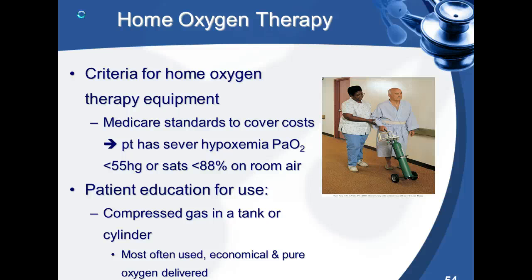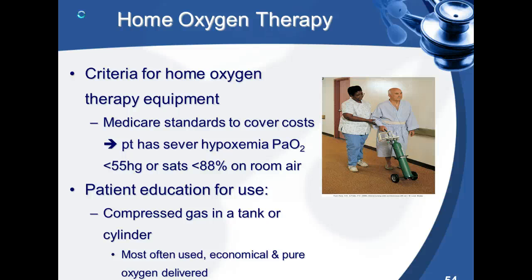Okay. Home oxygen therapy criteria. A lot of times, in order for a person to get home oxygen therapy, especially if they're on Medicare, they have to be assessed on room air, which means without oxygen. A lot of times y'all will hear them say a person's pulse ox was whatever it is on room air. That means without oxygen. Then when they put them on oxygen, their oxygen level is something else.